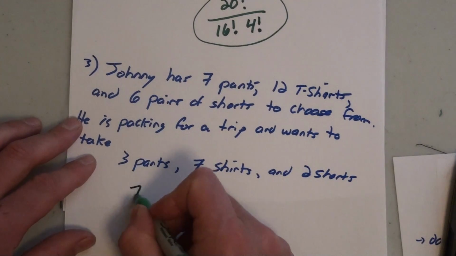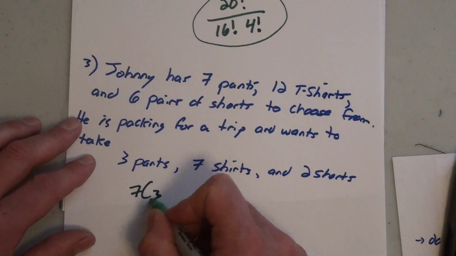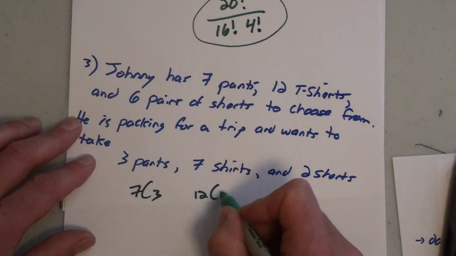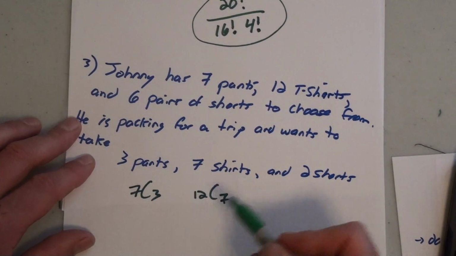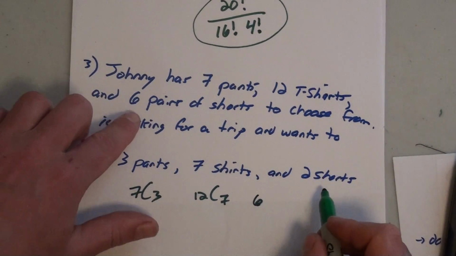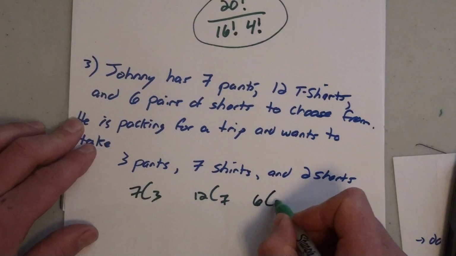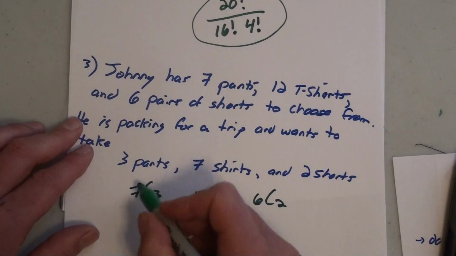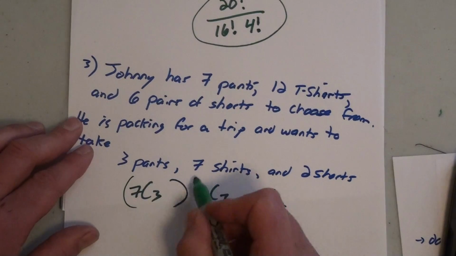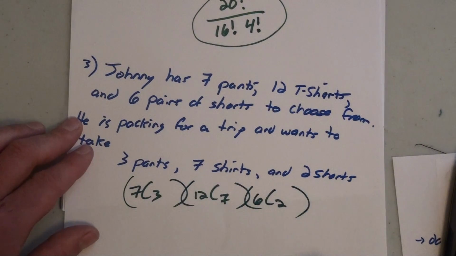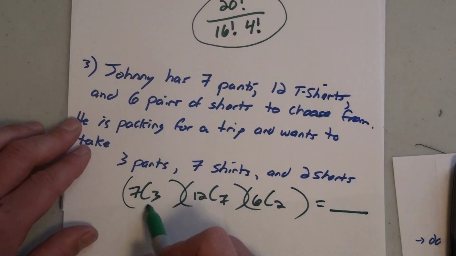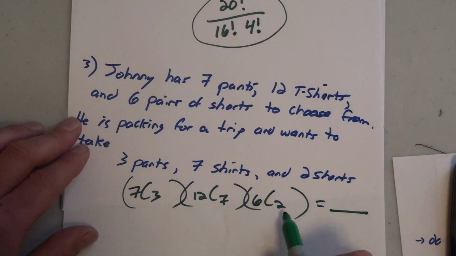So he's going to have 7 choose 3 for the pants. For the t-shirts, 12 choose 7. Again, the order that the t-shirts are in does not matter. And then he's going to have 6 choose 2 for the shorts. He's not using all the shorts, he's only going to use 2 of them. The order does not matter. Now, he needs to have all 3 of them in there. So this is an AND situation where you're going to have to multiply all 3 together to get your answer. He needs to have his pants and his shirts and his shorts.